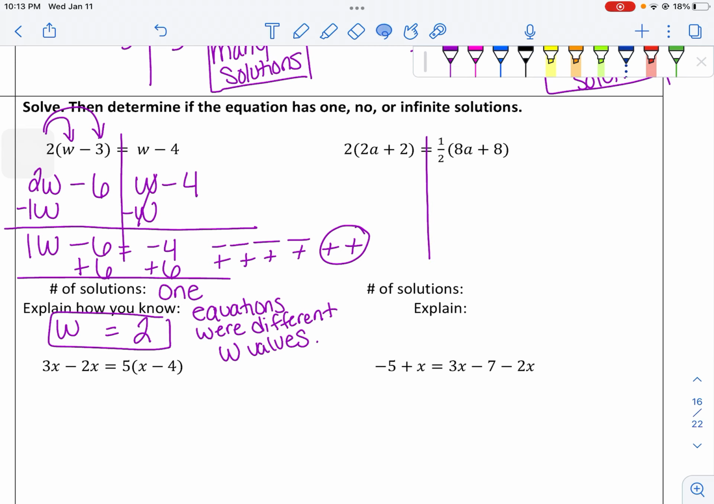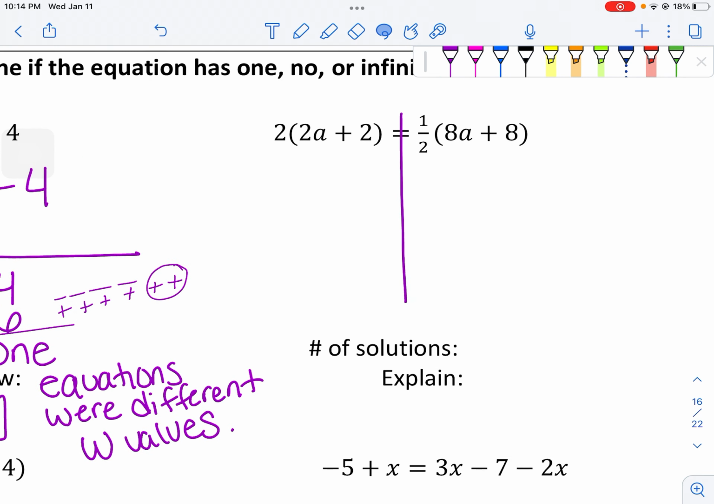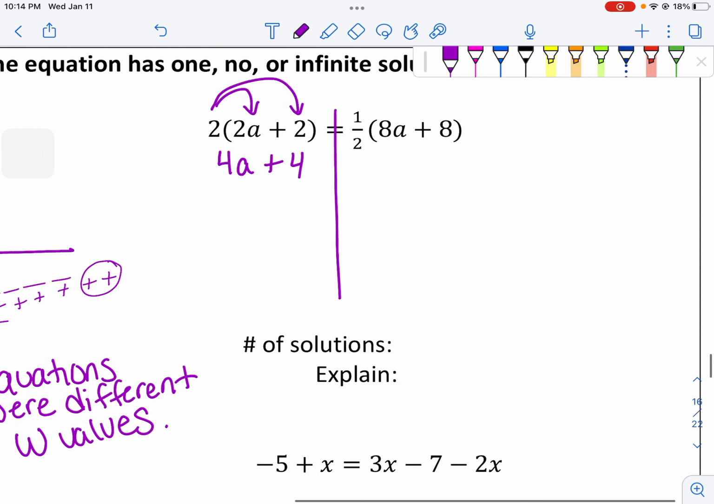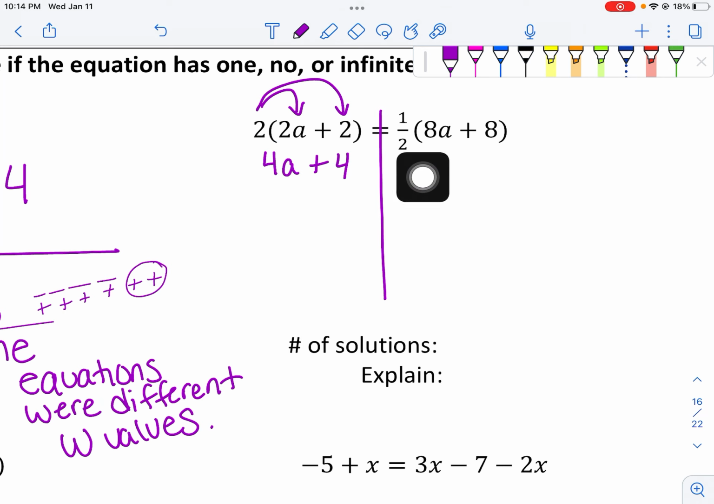We have 2 distributive properties here. So I'm going to start by multiplying the 2 in. 2 times 2a is 4a. 2 times 2 is 4. Notice I couldn't really tell just by looking at it right away that these equations are different or similar. So I have to do the distributive property first. Then 1/2 times 8a, that's going to be 8 over 1 times 1 over 2, which is 8 over 2, so 4a. And then you have again an 8 times a 1/2, so 4.